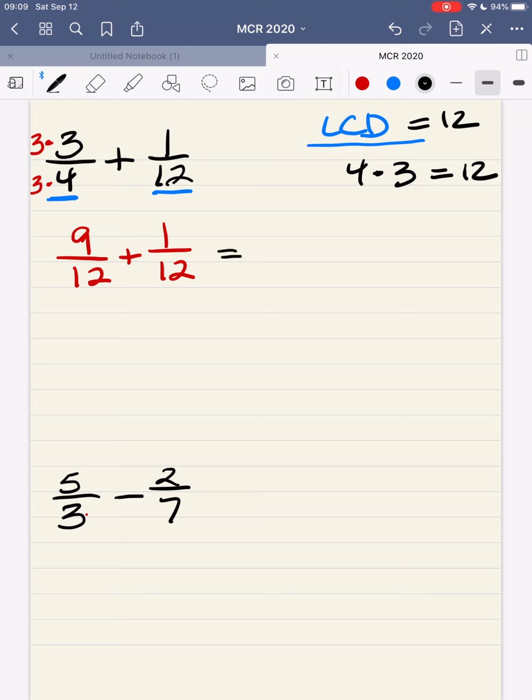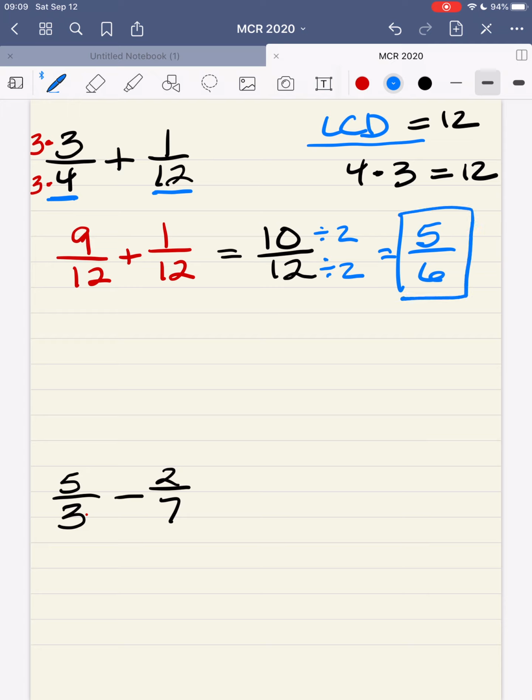Here I keep my denominator the same because they're the same now. I have 12. 9 plus 1 is 10. And this fraction can be simplified by dividing top and bottom by 2, which will give me 5 over 6, and I am done. So once you're done with your addition or subtraction, your denominator, once you simplify, may not be the same. Right? What if we have it to where our denominators are not alike at all?